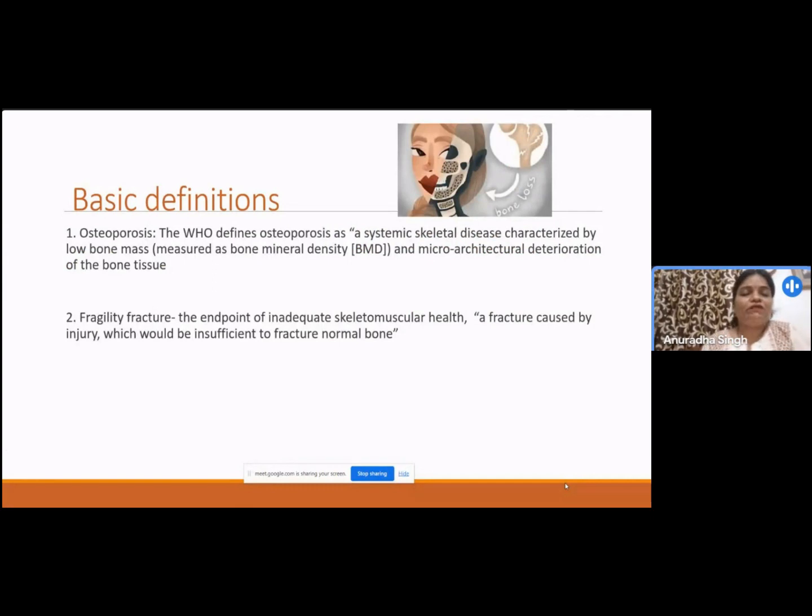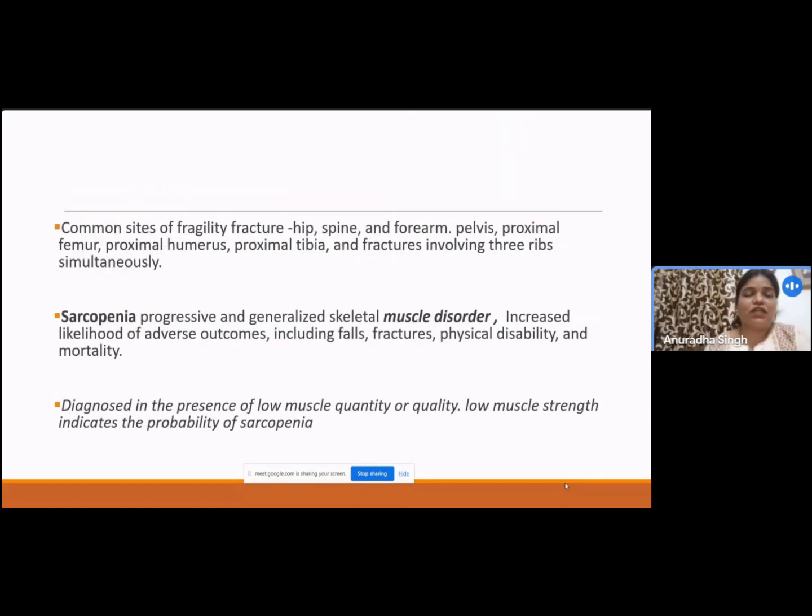So before we go ahead, we should see the basic definitions. Osteoporosis is defined as a systemic skeletal disease, which is characterized by low bone mass. Fragility fracture is the end point of your skeletal muscular health, and it is a fracture caused by a trivial injury. The common sites for these fragility fractures can be anywhere, including the hip, spine, forearm, pelvis, proximal femur, tibia, and even the ribs, even 3 ribs simultaneously.